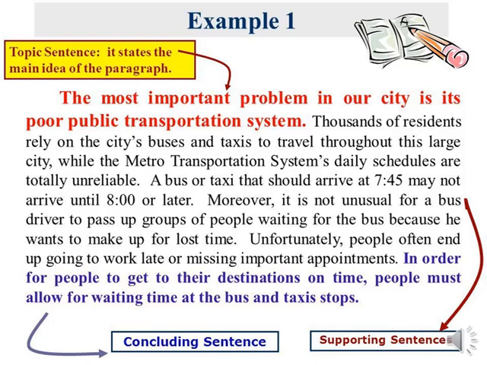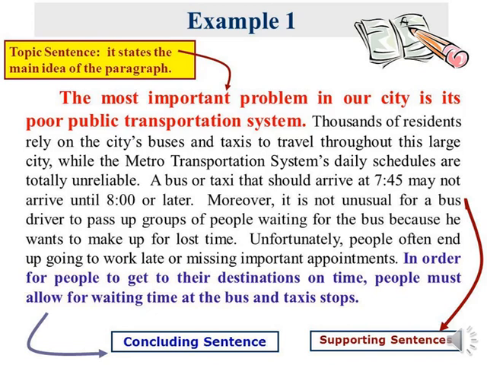So after finishing this topic sentence, which is the most important, you will go to explain it. And what do we call it? Supporting sentences. All these sentences. So like what? Thousands of residents rely on city buses and taxis to travel throughout this large city, while the metro transportation system's daily schedules are totally unreliable. See? So that explains why this transportation system is very poor.